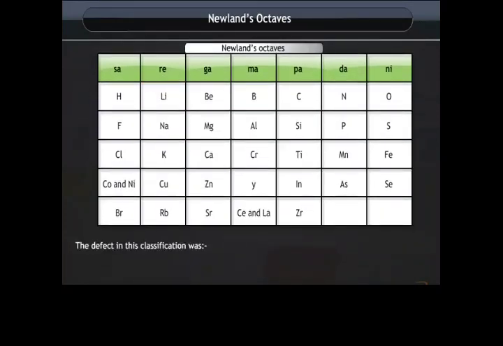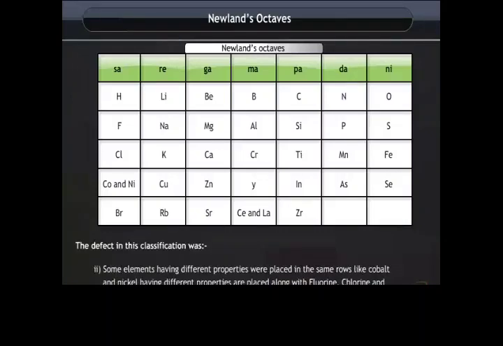The defect in this classification was that all the elements discovered later could not be correctly arranged into octaves. Some elements having different properties were placed in the same rows, like cobalt and nickel, which have different properties, are placed along with fluorine, chlorine and bromine. Iron, having properties similar to cobalt and nickel, is placed in a different row.